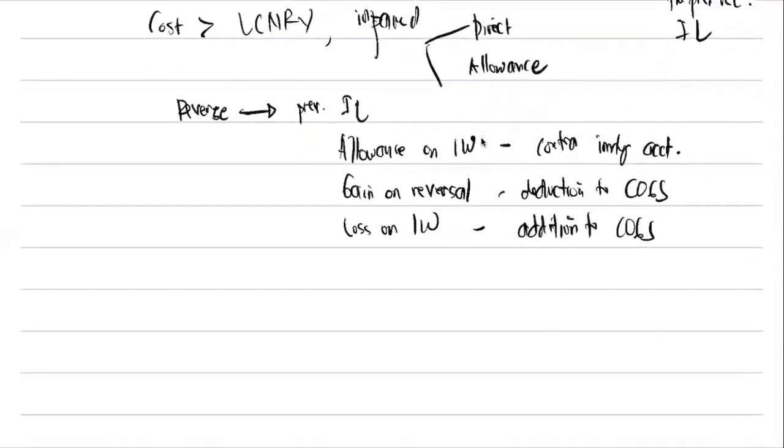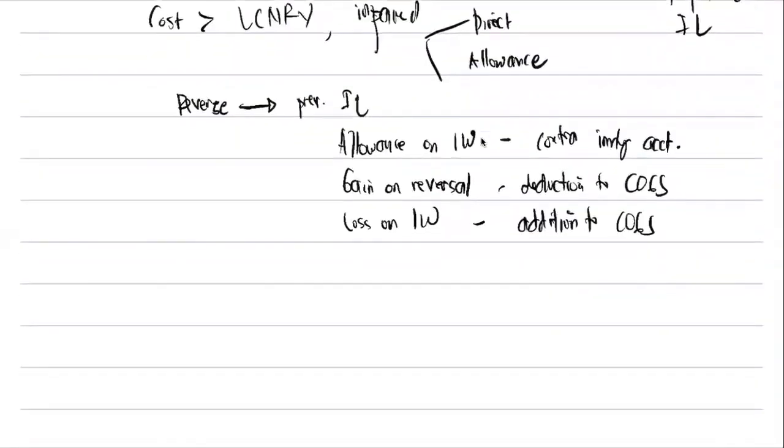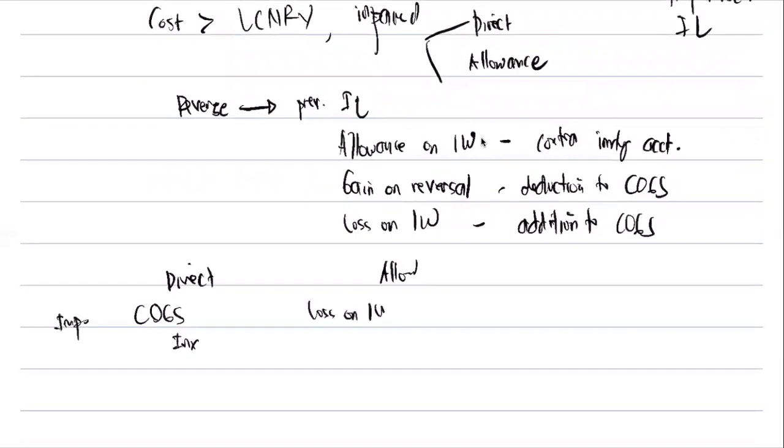So as you can see, pareho lang din naman yung effect niya. Kasi nga, di ba, sa direct, paano tayo mag-record ng impairment sa direct? We debit COGS, we credit inventory. Under allowance, we debit loss on inventory write-down, we credit allowance. Okay. So, sabi natin, loss on inventory write-down is addition to COGS. Eh, di ba, addition din to sa COGS? So, pareho lang talaga sila.